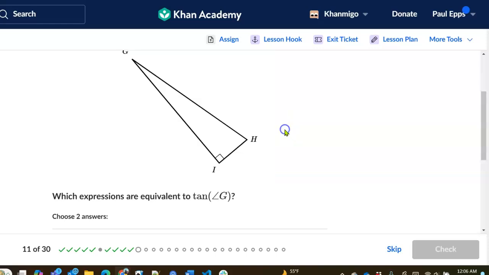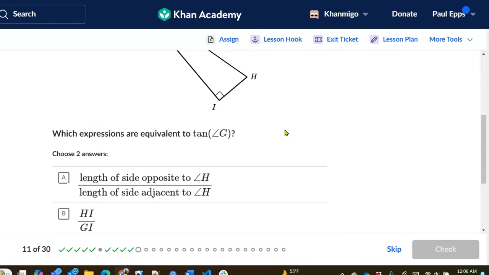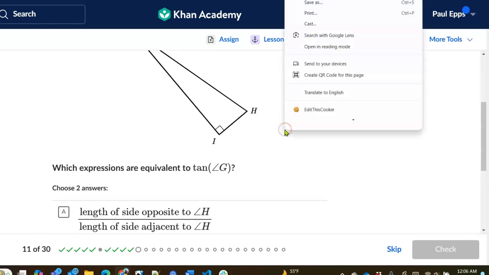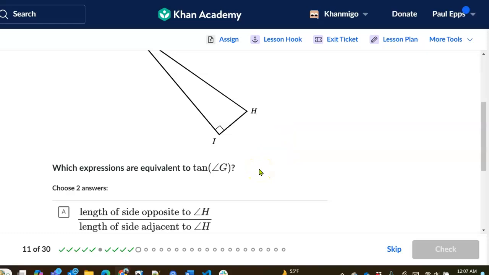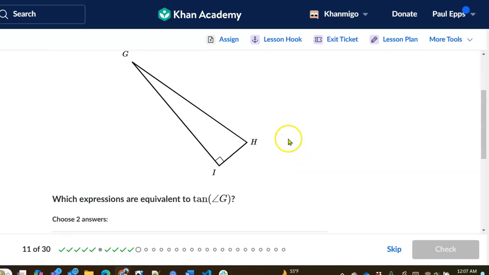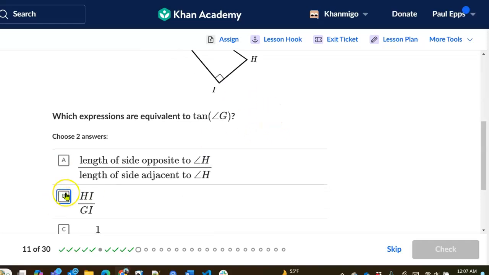Well, yeah, okay, but not opposite to H. It's opposite to G. So A is wrong. HI over GI, that is opposite over... Tangent of G is opposite over adjacent. All right. So HI is opposite over GI, which is adjacent. Yes, that works.